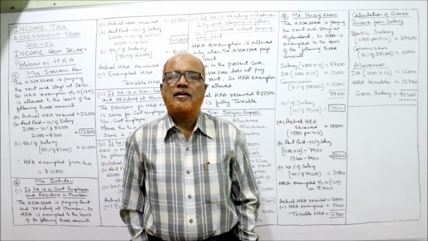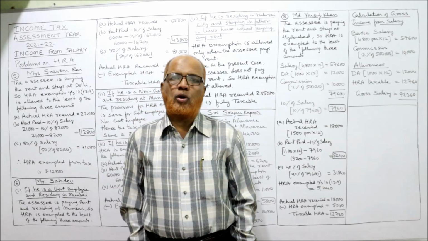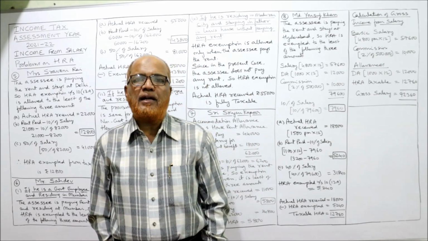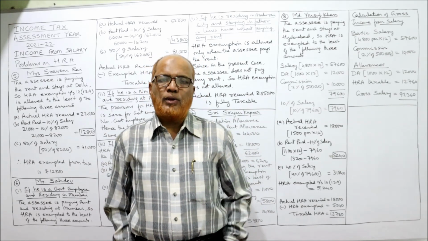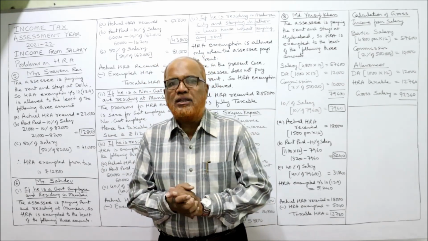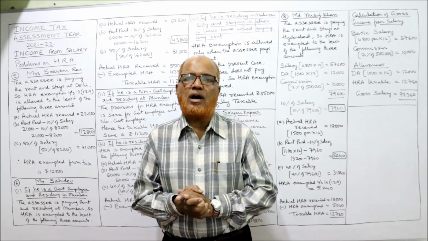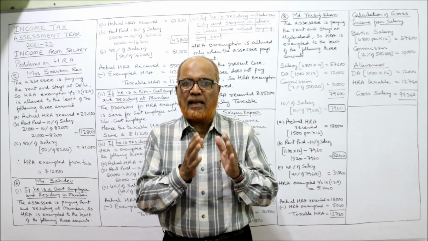I'm Hasham. Last video I completed 4 problems on entertainment allowance, EA deduction under section 16(2). In this video I'm going to start the problems on HRA, house rent allowance.